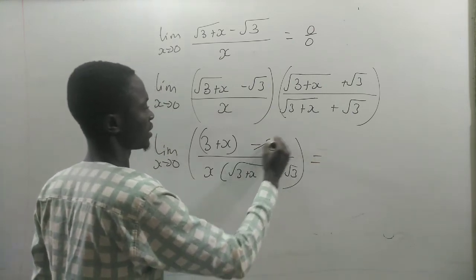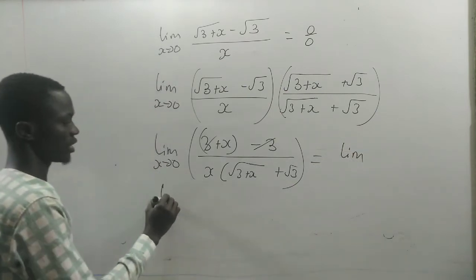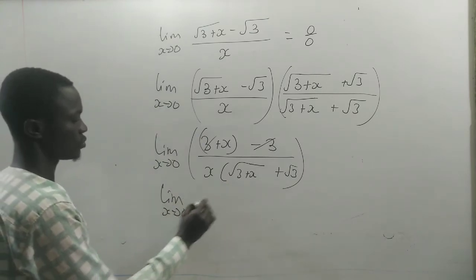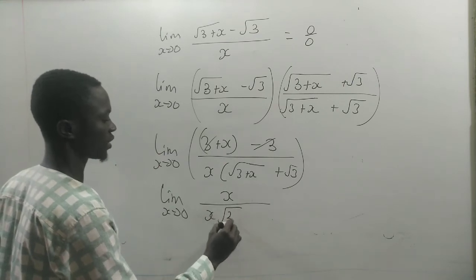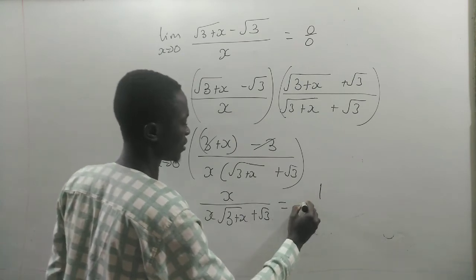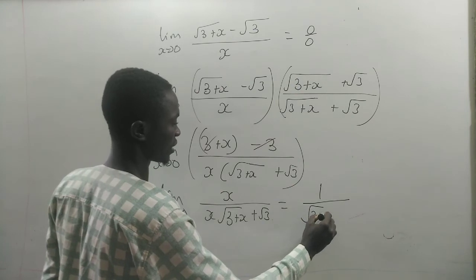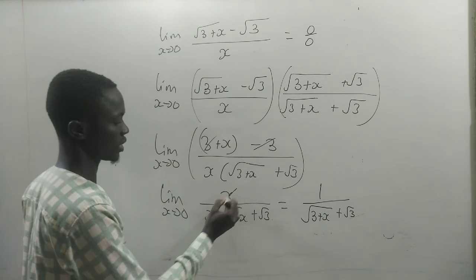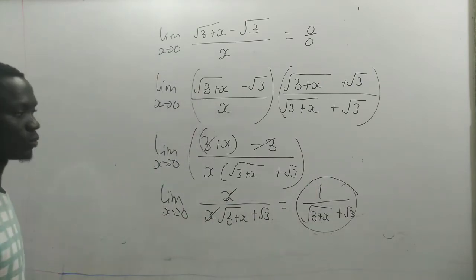So here, this 3 will cancel this 3, and you have the limit as x approaches 0 of x divided by x times square root of 3 plus x plus square root of 3. You see that this x will cancel this x, and that will give us 1 divided by square root of 3 plus x plus square root of 3. So we are now going to take the limit of this as x approaches 0.